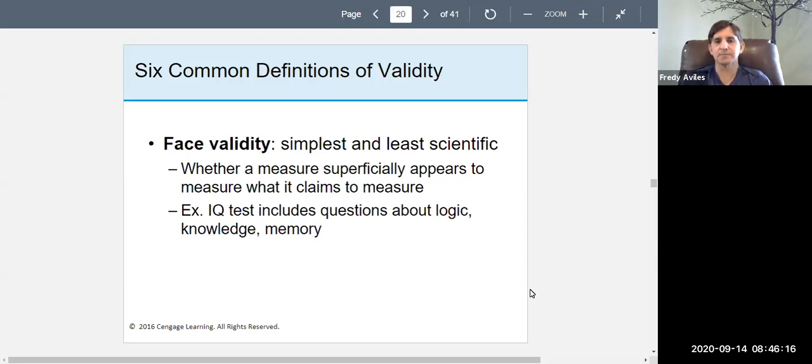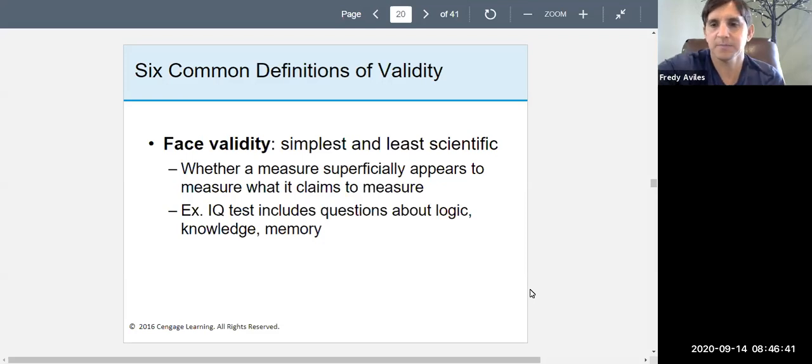That's face validity. Or you look at a measurement that's measuring happiness and you look at the questions and you say, yeah, these seem to be about happiness. That's face validity. It looks like it's measuring the right thing. It's the simplest one, the least scientific. It just looks like it's measuring the right thing. And you don't even have to use any statistics here, right? You don't have to look at any correlations. It just looks like it's measuring the right thing.